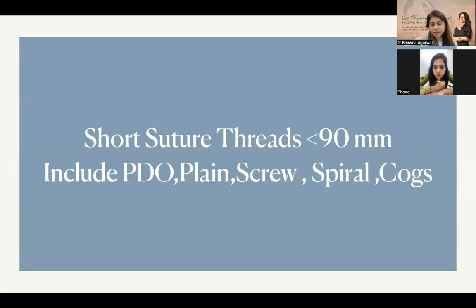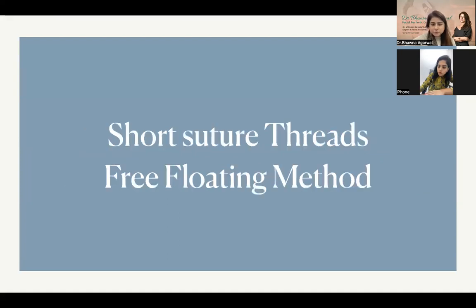See, the type of threads will vary from company to company. Different brands have different types of threads. So you can take a briefing from whichever brand you're buying the threads from. Short suture threads could be less than 90 mm. They include PDO, plain, screw, spiral, cogs, so many. Then the short suture threads with the free floating method.